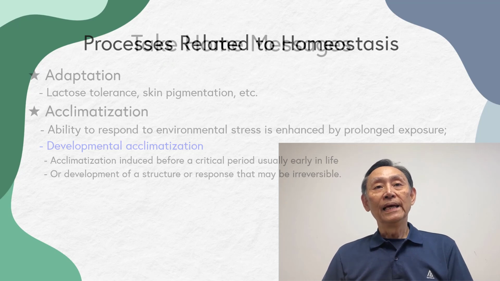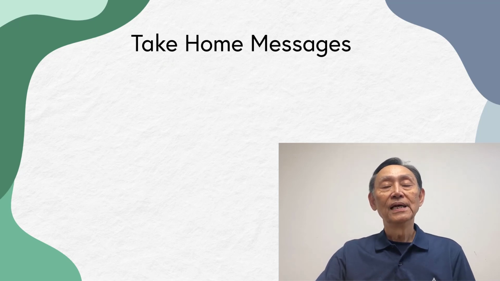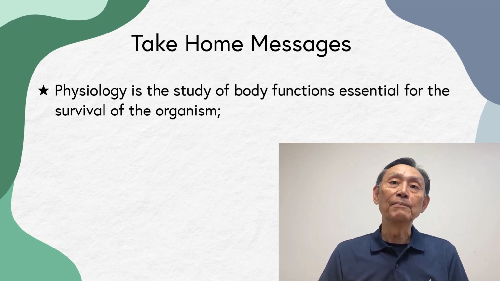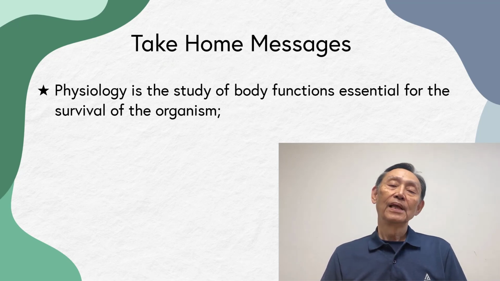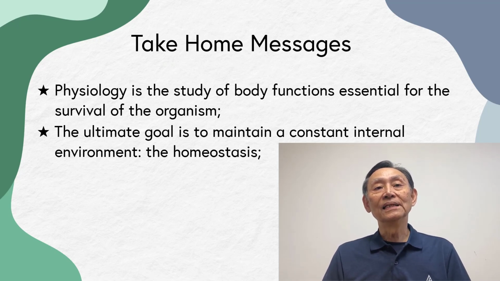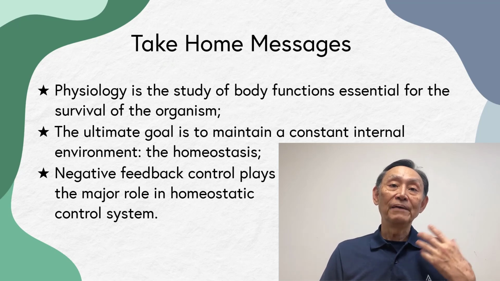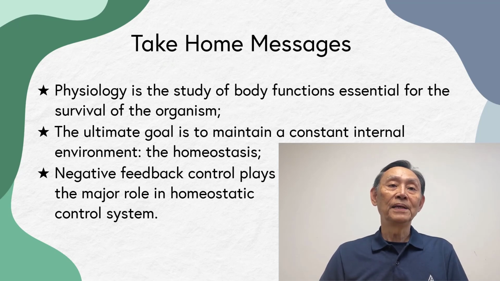So then we end the talk of our first lecture, the framework of physiology. We have three take-home messages. First, physiology is the study of body functions, essential for the survival of the organism. The second, the ultimate goal is to maintain a constant internal environment, and we call this homeostasis. And the third, to maintain this homeostasis, we have the homeostatic control system, and within this system, negative feedback usually plays a major role. Okay, thank you.